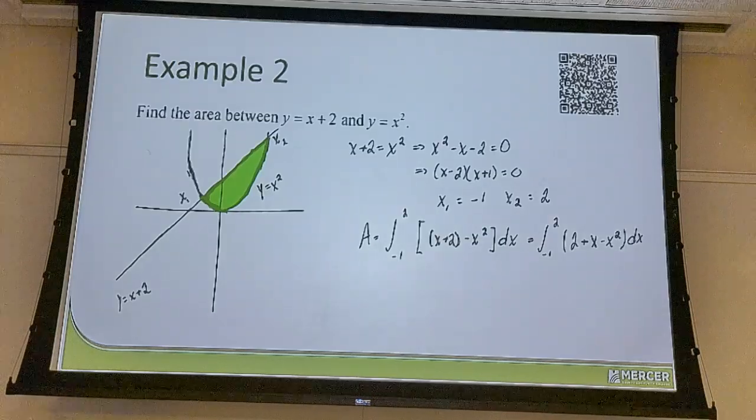There's how the area would be found. That's the area, right? What's the antiderivative we're going to be using? Uh, 2x plus x squared over 2 minus 3x over 3. Or, I'm sorry, x cubed over 3.